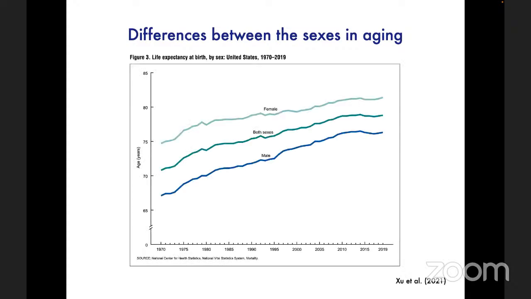Also, there are big differences in mammals in aging and senescence between males and females. Here are life expectancies, depending on what year you were born in, and the female line is always higher than the male line. It is a general pattern in mammals that females live longer and have lower rates of senescence than males.